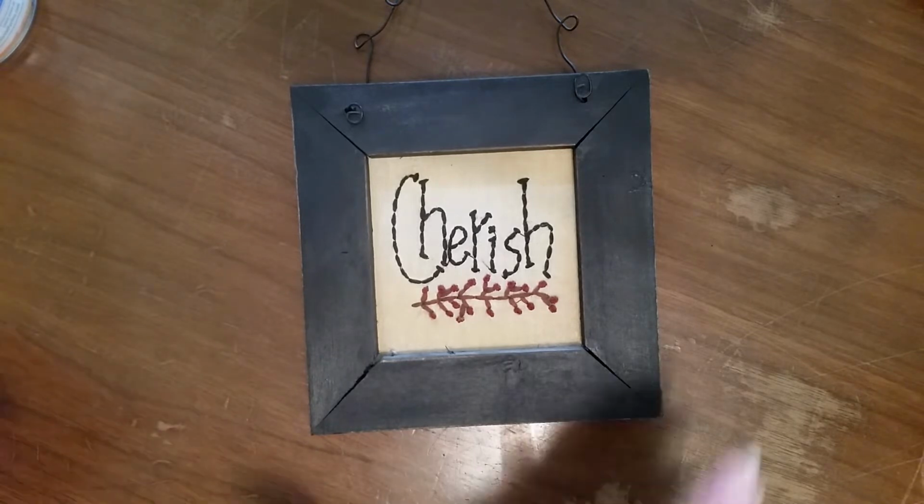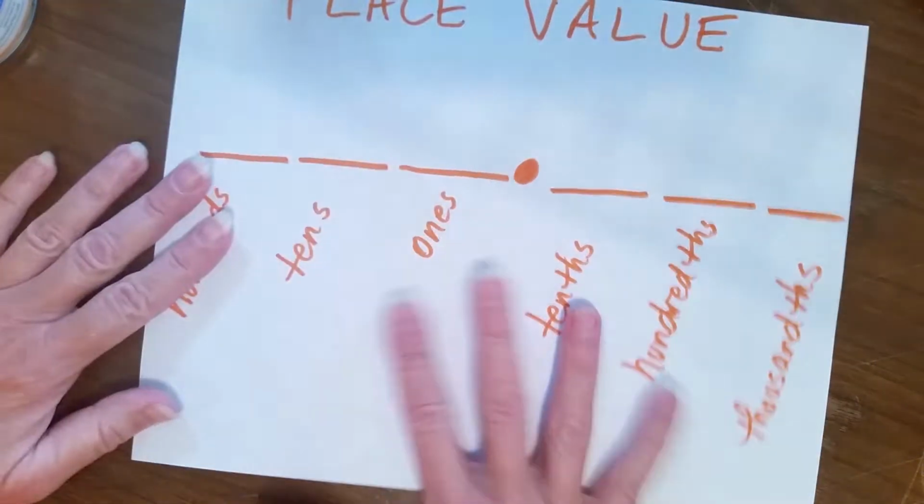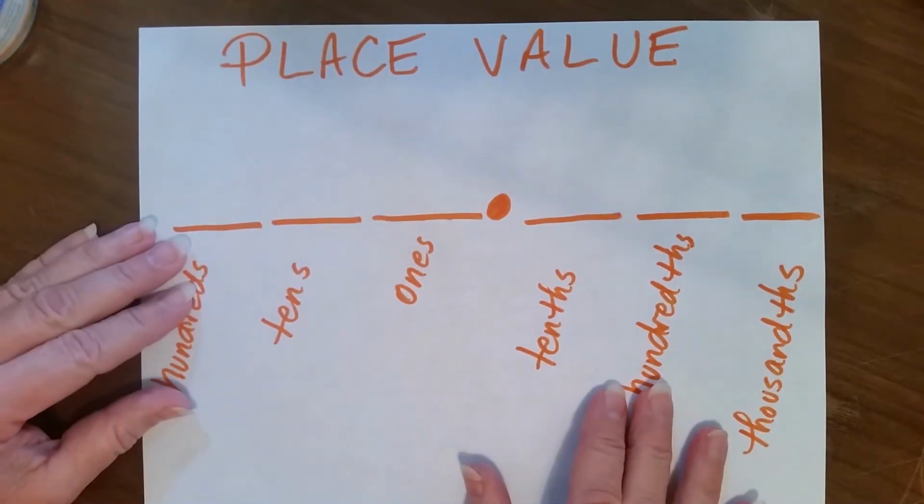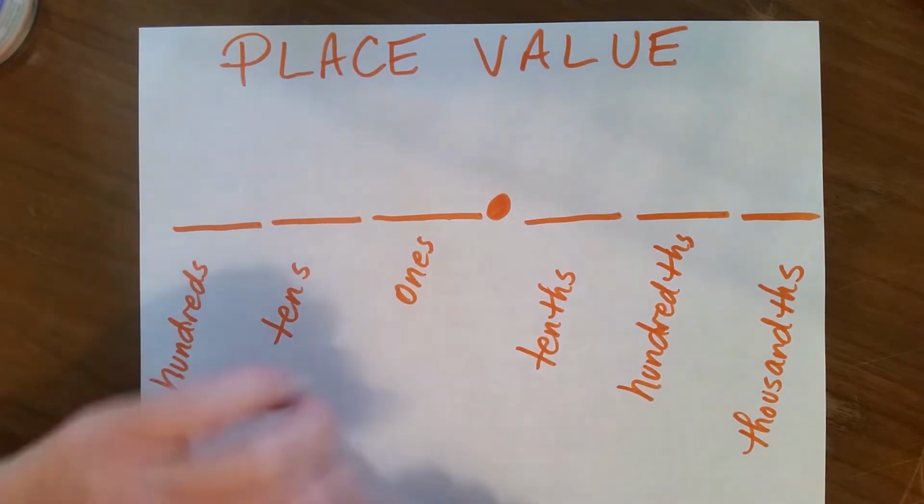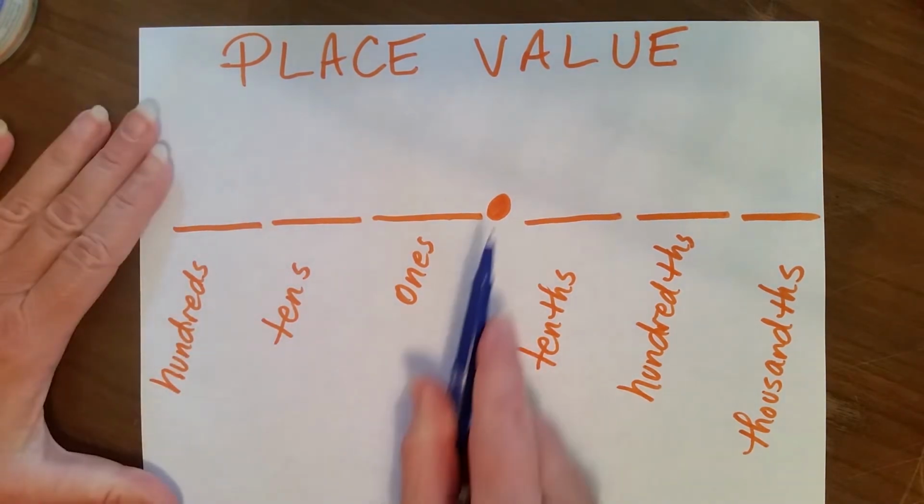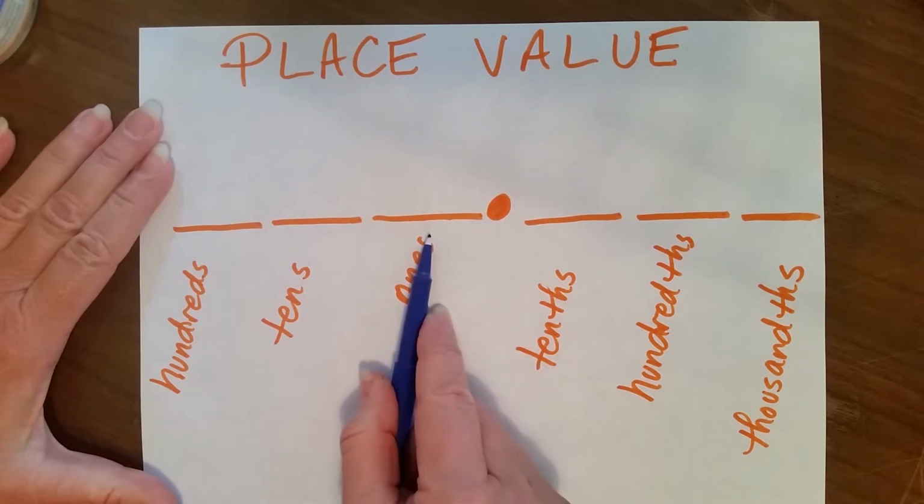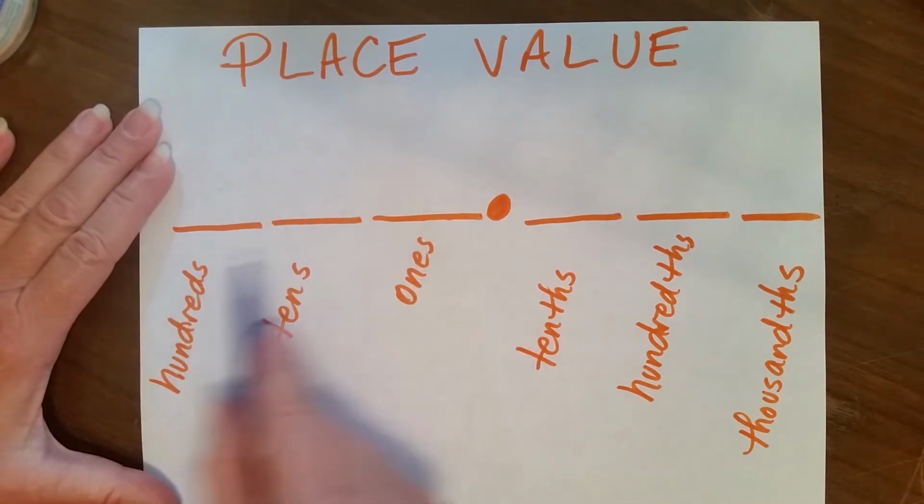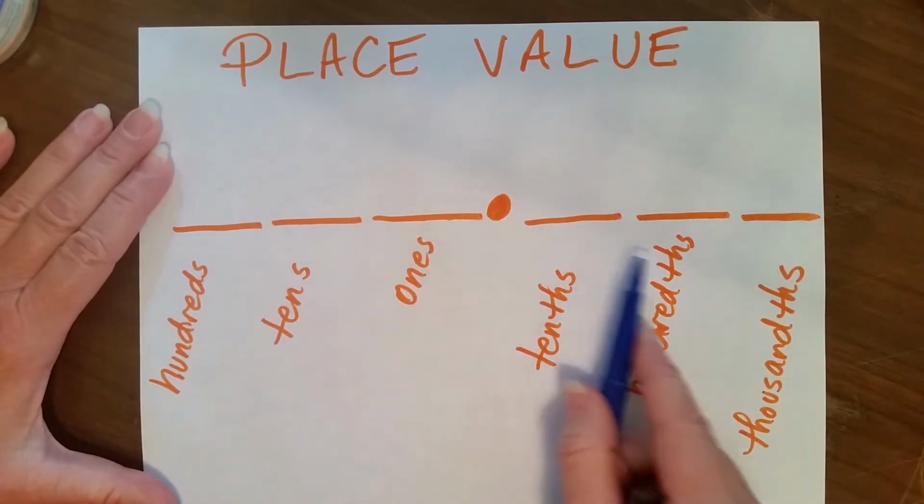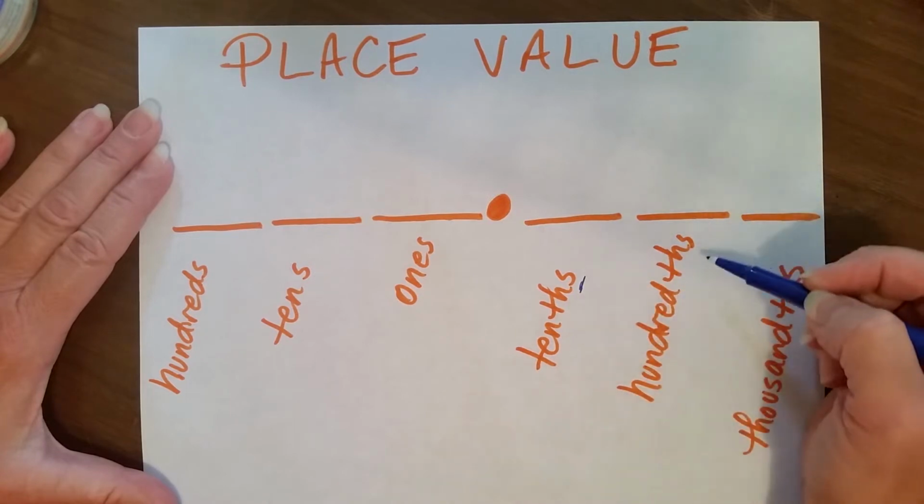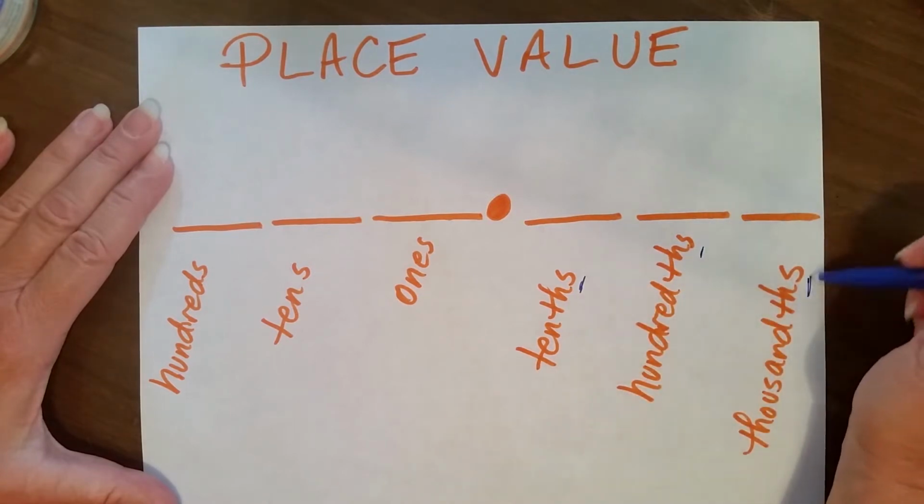Here we go. Okay, so we're going to start the lesson. And what we're going to do today, first, I want to do a little review of place value. Remember that. Here's your decimal point. So we've got ones, tens, hundreds. To the right of the decimal, we have tenths with a th, hundredths with a th, and thousandths with a th.